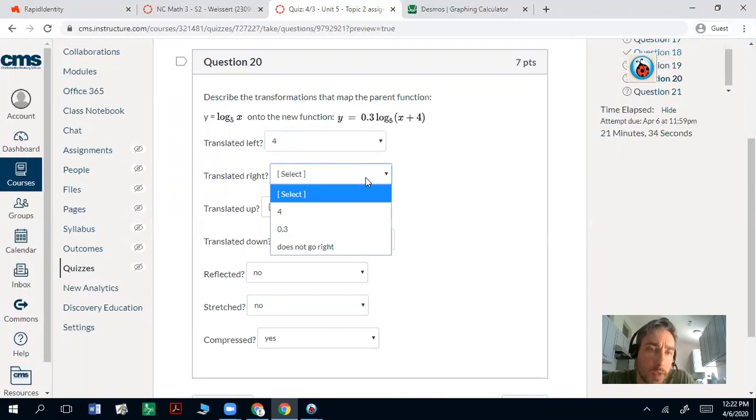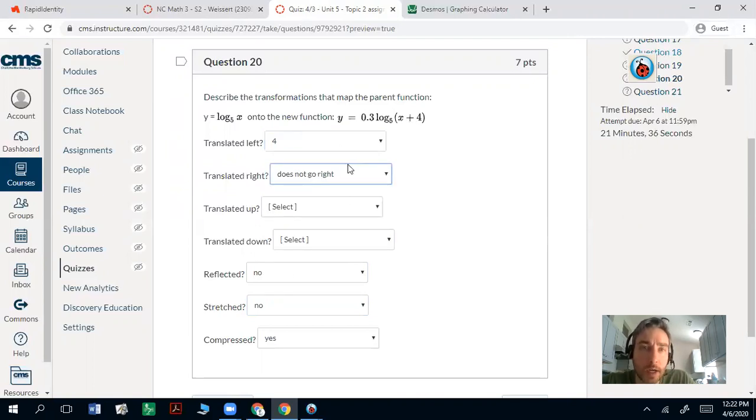Will it go right? No. If it's going to go left, it's not going to go right. But there's no number being added at the end. So is it going to go up or down? No. Doesn't go up. Doesn't go down.